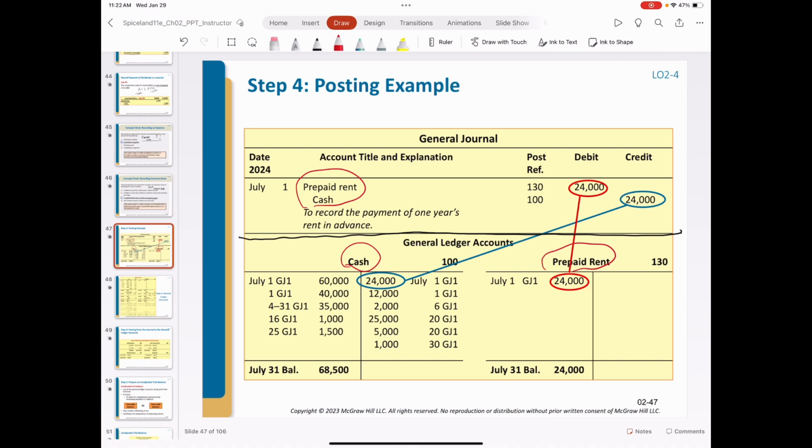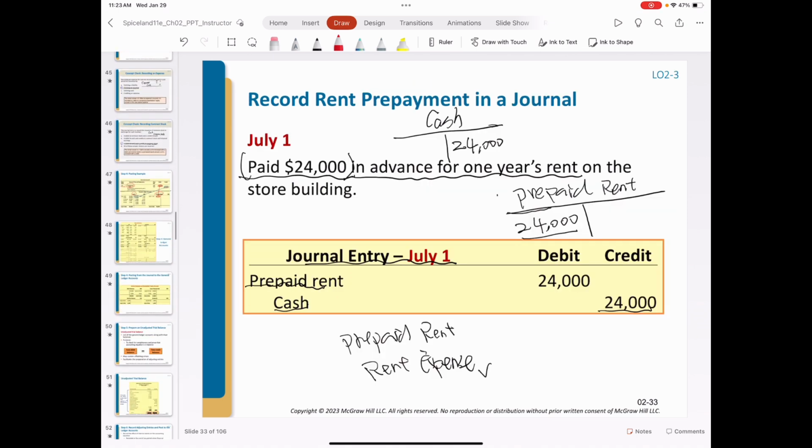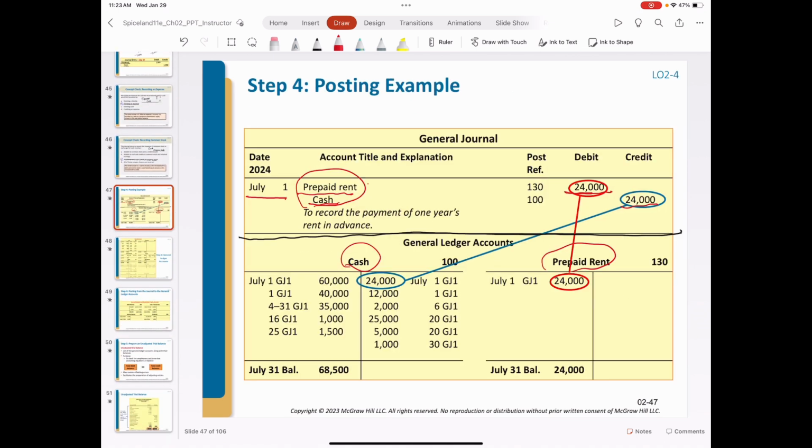So the posting procedure is very simple. As long as your journal entry is correct, posting is just a routine. Let's take a look at the journal entry in the general journal. On July 1st, the company prepaid rent for $24,000. We debit an asset, $24,000, and then credit cash, another asset. And this transaction is borrowed from here because prepaid rent and cash were involved.